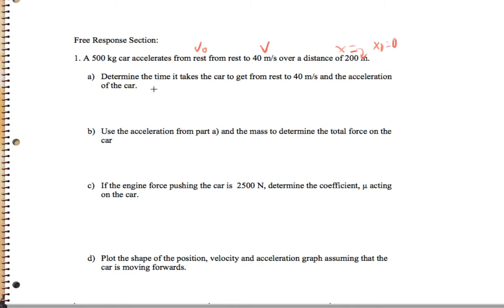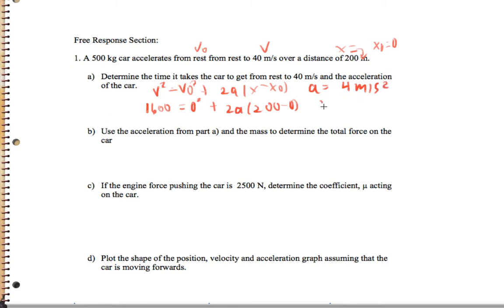So let's first get the acceleration. We've got v squared is v naught squared plus 2 times a times x minus x naught. And with this in mind, we can solve. v squared is 1600 because I square 40. 0 squared plus 2 times unknown a times 200 minus 0. So it looks like I'm actually getting an acceleration of 4 meters per second squared when I solve.